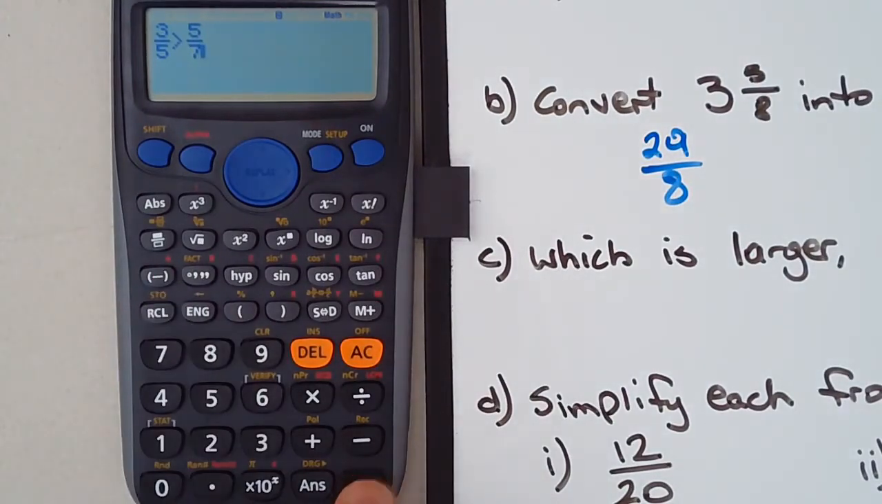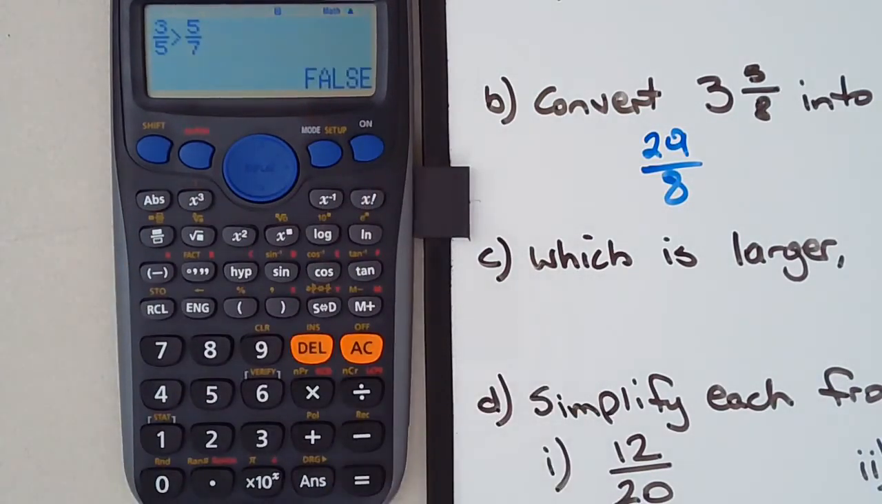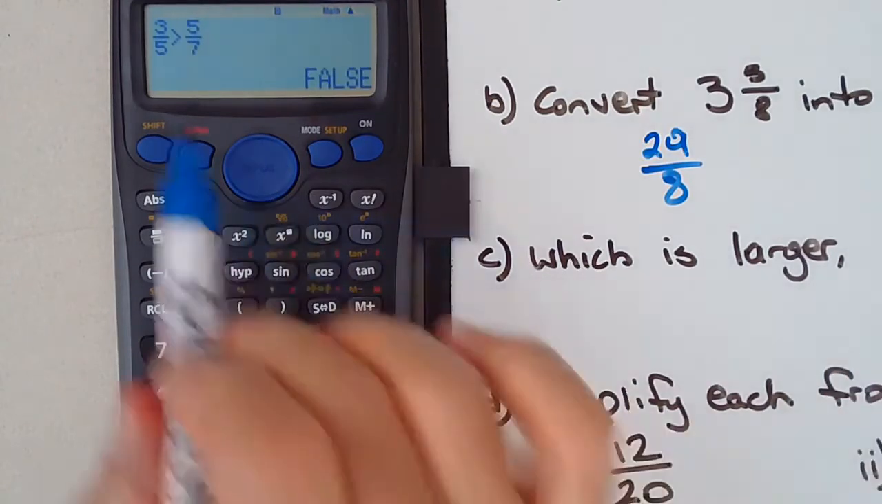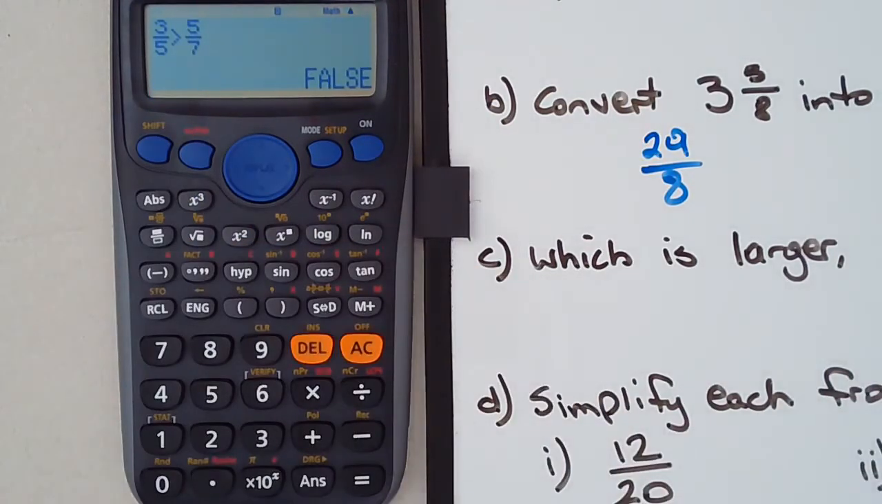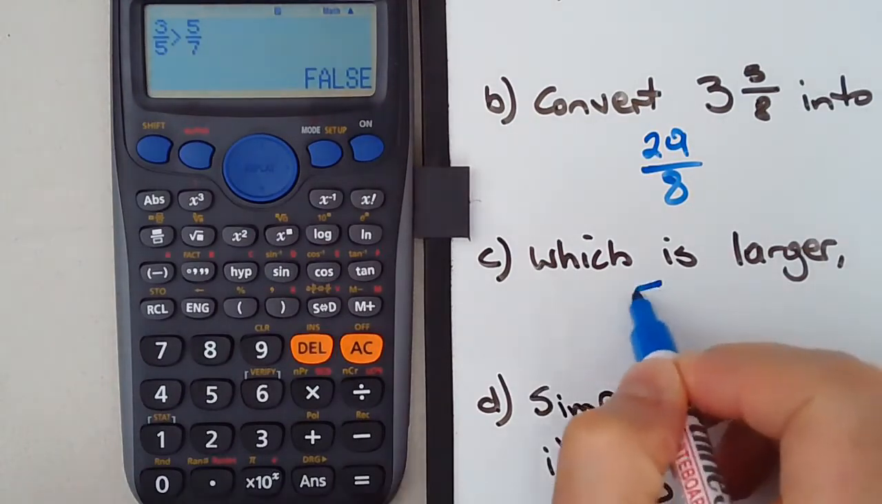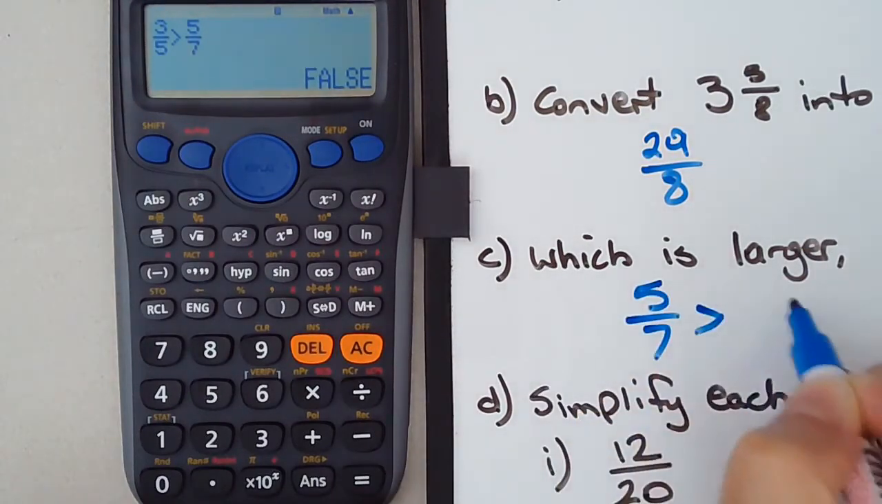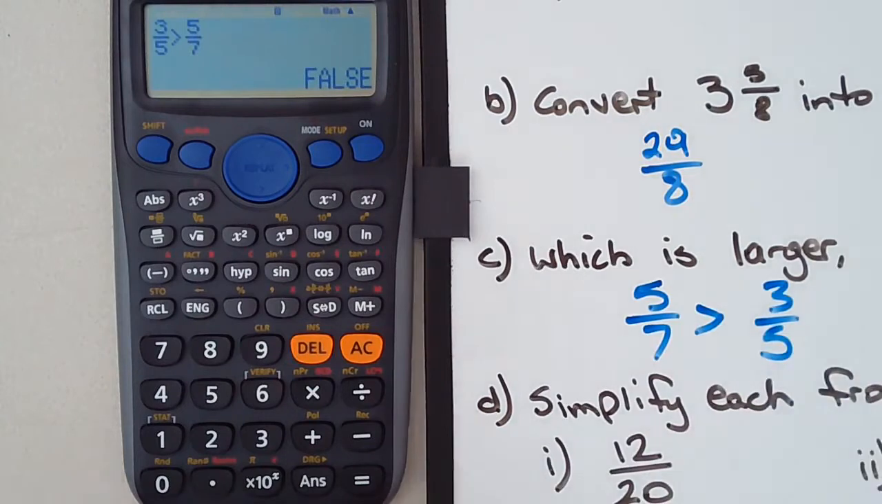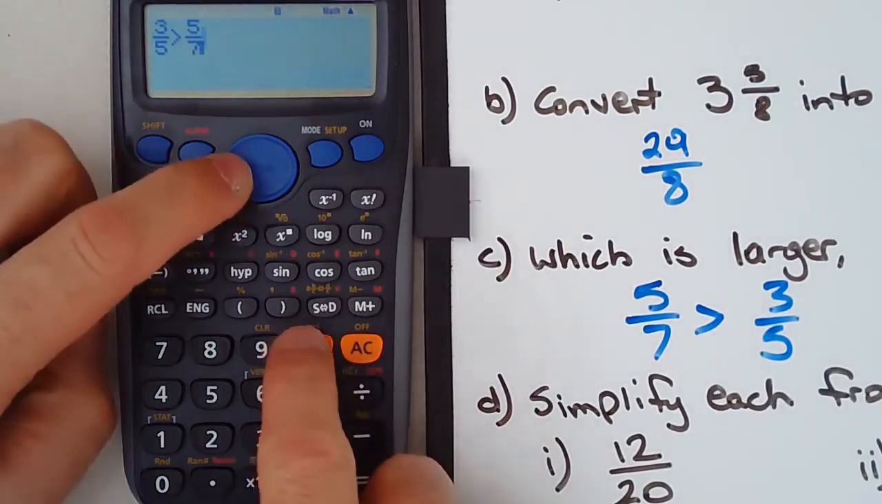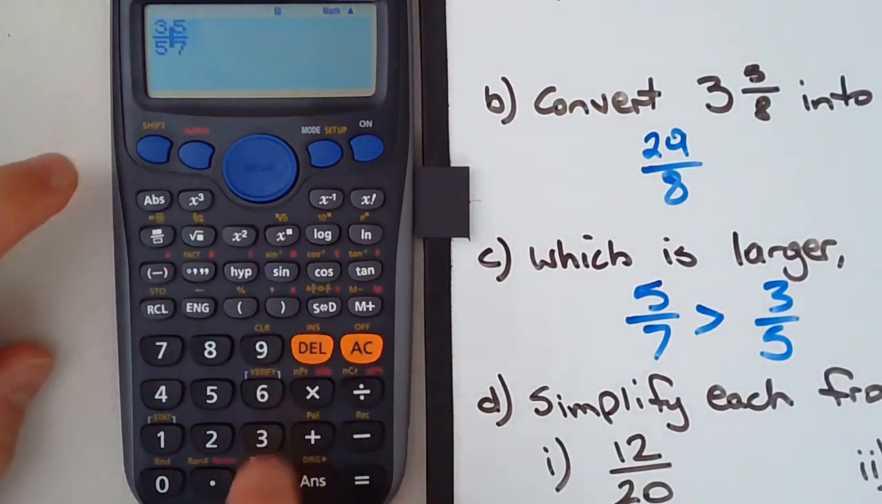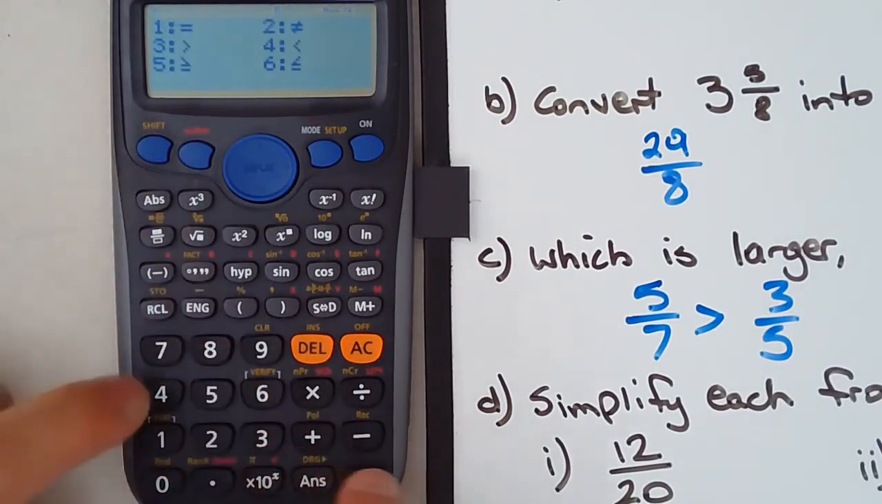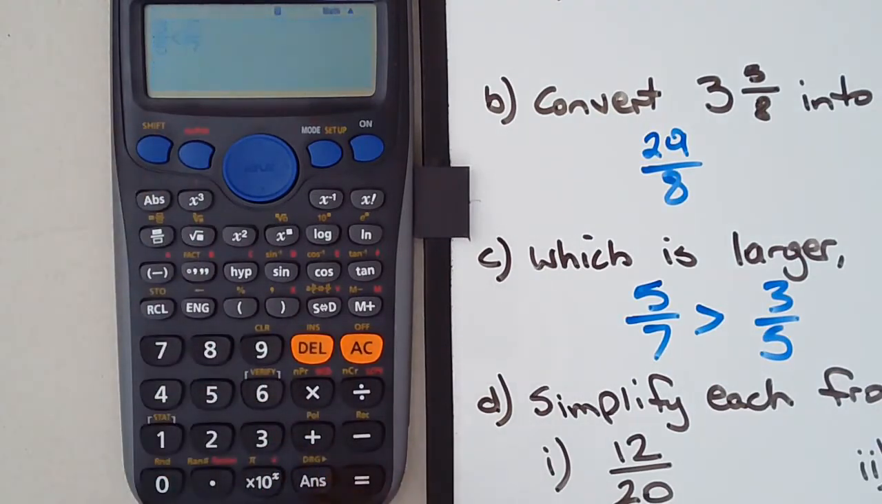Now if it's true, it'll come up with the word true. That's clearly false. So which one is the larger one? It's clearly 5/7. So I might just write the answer here: 5/7 is definitely greater than 3/5. In fact, just to prove the point, if I change that symbol the other way around, so I make it a less than symbol, it comes up true. So very, very useful for these kind of questions.